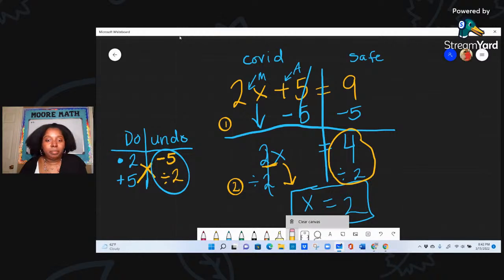Let's try it again. So negative 3x minus 5 equals negative 11.